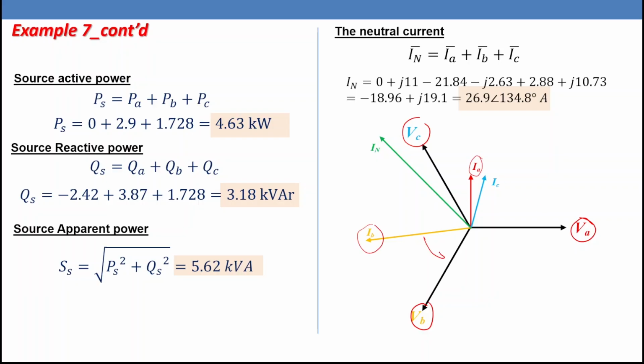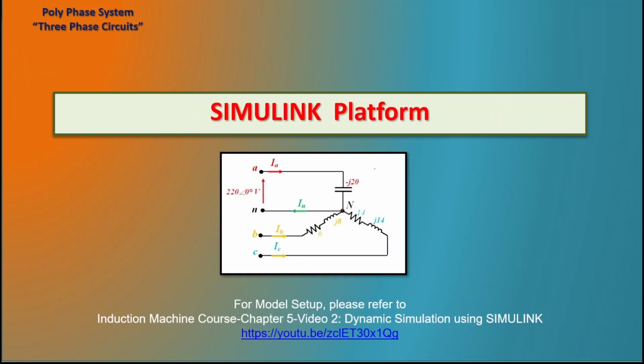IB is lagging this voltage by 53.13 degrees, and IC is lagging this voltage by 45 degrees. And the neutral current is 134.8, so that one is 134.8, and the value is 27 ampere roughly. Now it's time to confirm our results using the Simulink platform.